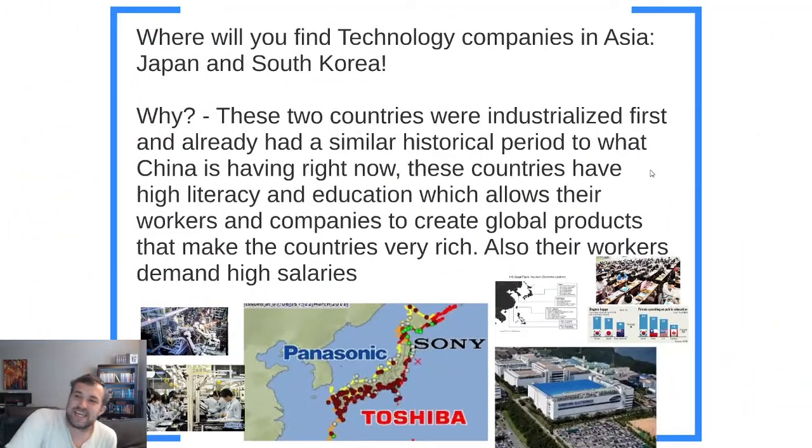Okay, where will you find technology companies in Asia? You will find so many technology companies in Japan and South Korea. Why those two countries? Well, they were the two countries that were first industrialized way back in the day. These countries have a long history of factories and automation, and Japan got industrialized a little bit after the United States, but they're almost to par. So the Japanese are definitely the top tier builders in Asia.